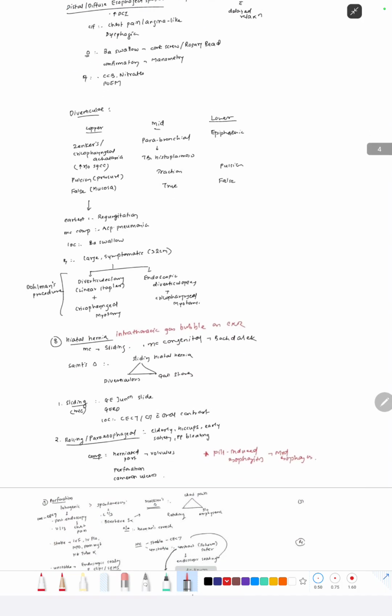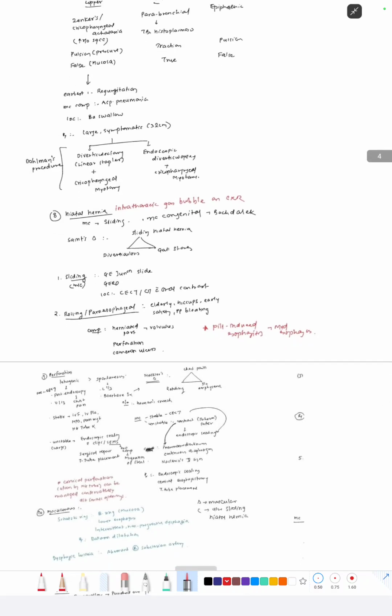Next pathology is the hiatal hernia. The buzzword that is given is an intrathoracic gas bubble that is seen on the chest X-ray. Most common type is the sliding type, and most common congenital is the Bochdalek type. It is a part of the Saint triad. In the Saint triad, there is SDG, that is sliding hiatal hernia, diverticulosis, and the G stands for gallstones.